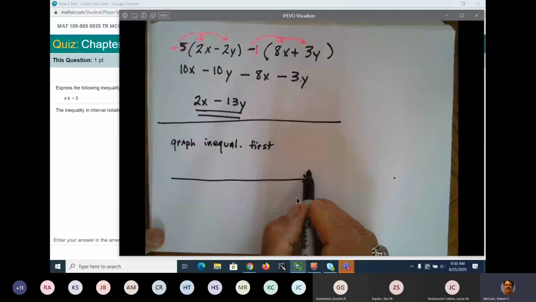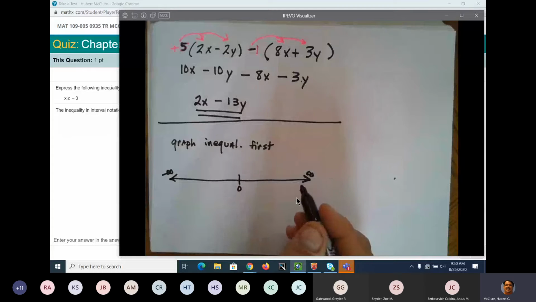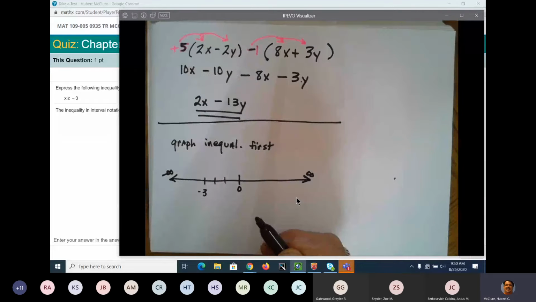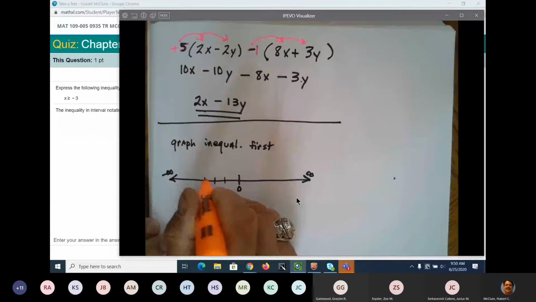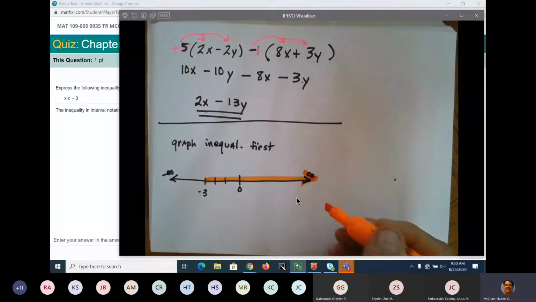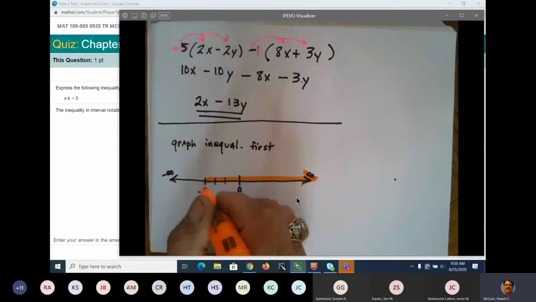So here's our graph. That's positive infinity. This is negative infinity. This is 0. And they say negative 3. 1, 2, 3. So there's our negative 3. And they want to know what numbers are above negative 3. So I take out my handy dandy highlighter and I highlight the numbers above negative 3. Now, do I include negative 3? Yes, because it has the equal sign down at the bottom. So I include negative 3.